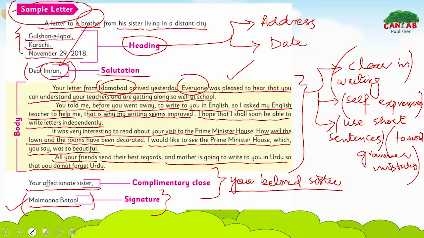So you have clearly seen in the sample letter that it consists of mainly 5 portions. The first one is what? The heading. The second one is the salutation. The third one is the body. The fourth one is the complimentary close. And the fifth one is the signature.